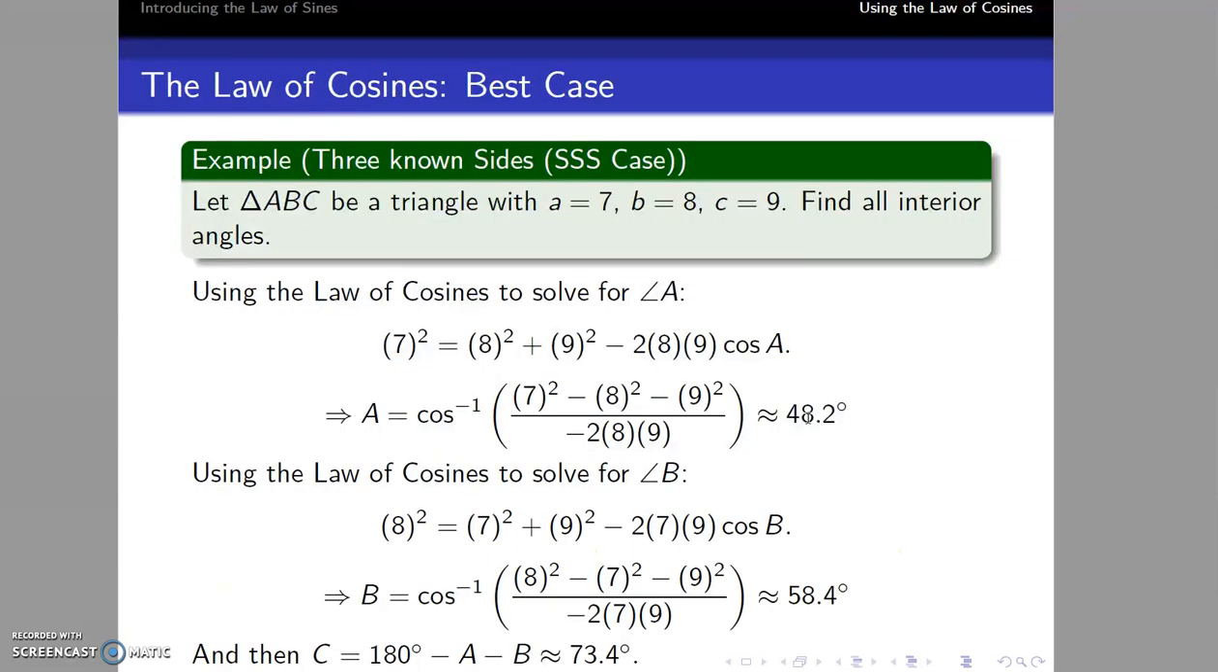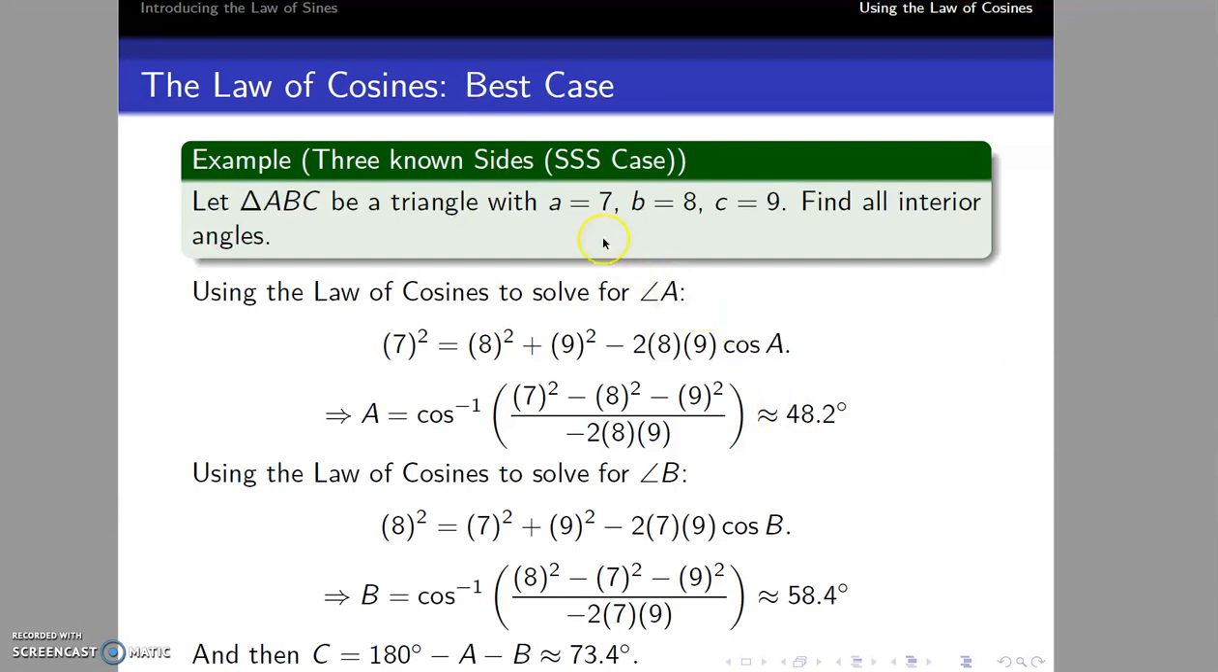Just like the law of sines, there's a best case, there's a worst case, and there's just a bit of bad news along the way. But we'll start with the best case. Where does the law of cosines work best? Well, it works best when the law of sines doesn't work at all. The law of sines would not help us if we don't know any angles. But if we know no angles, we're still okay with the law of cosines.